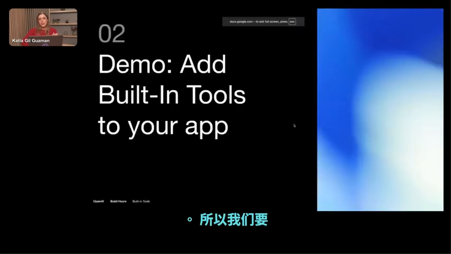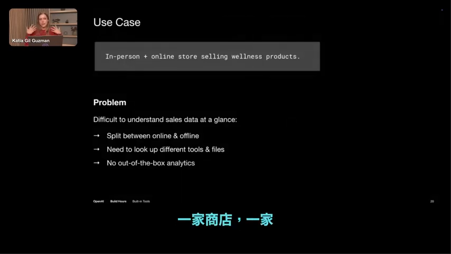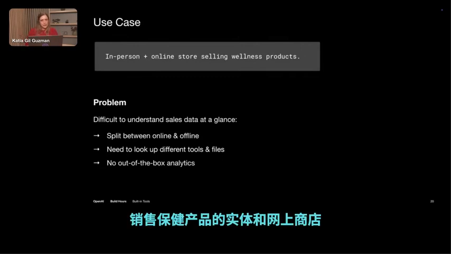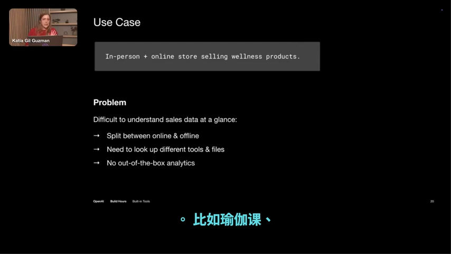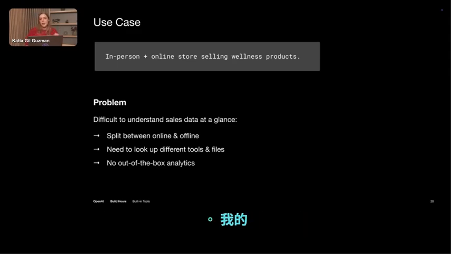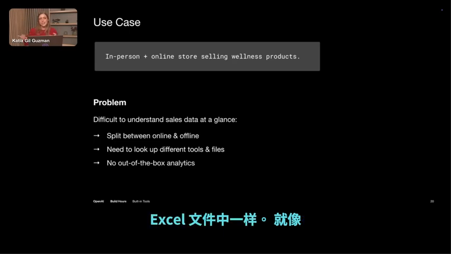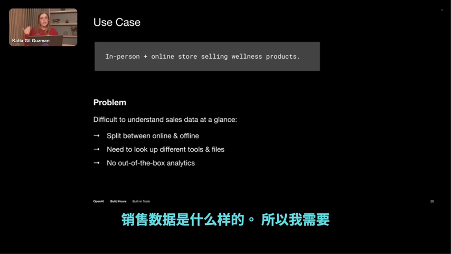So we're going to imagine that we are an in-person and online store that is selling wellness products. So things like yoga classes and Zen kits and everything. And so as the store owner, the issue is that I have these different sources of data. I have data in my Stripe account. I have data for my offline store, that's in an Excel file. It's not easy to understand at a glance what my sales data look like.